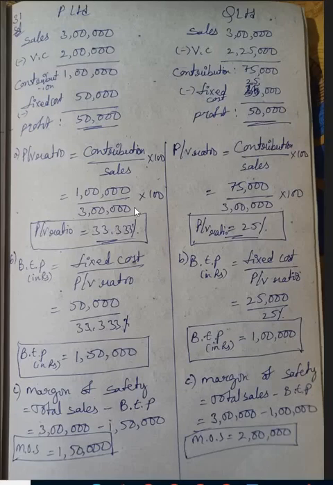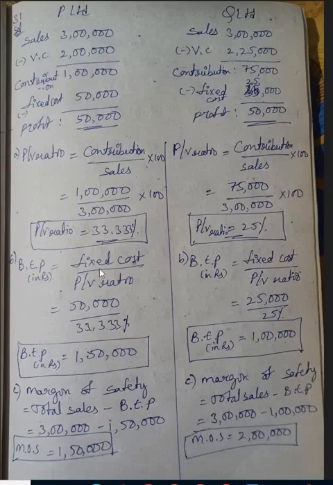In the question, it was asked to find the P/V ratio, BEP, margin of safety and desired sales. For the P/V ratio, the formula is contribution divided by sales into 100. Here for Q Limited contribution is 75,000, divided by sales, you get 25% as Q Limited P/V ratio. For P Limited, 1 lakh is your contribution, divided by 3 lakh, you get 33.33% as your P/V ratio.